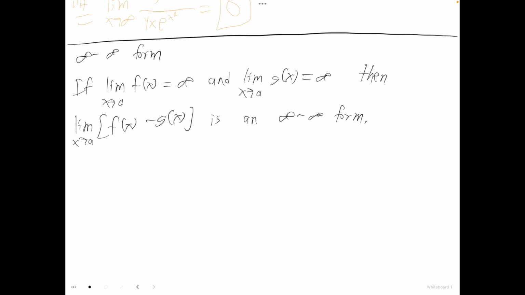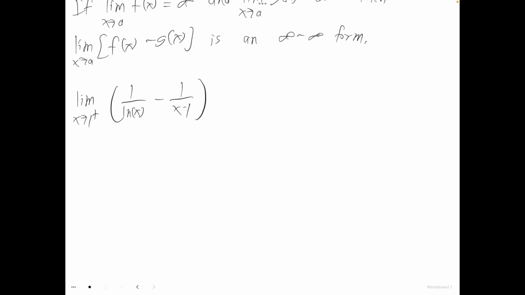Okay, so this one is a bit different in that you do have to have both pieces going to infinity. So the sign does matter here. If you have infinity minus negative infinity, that's just infinity plus infinity, which does go to infinity. And so the example for this that we're going to look at is the limit as x goes to 1 from the right of 1 over ln of x minus 1 over x minus 1.